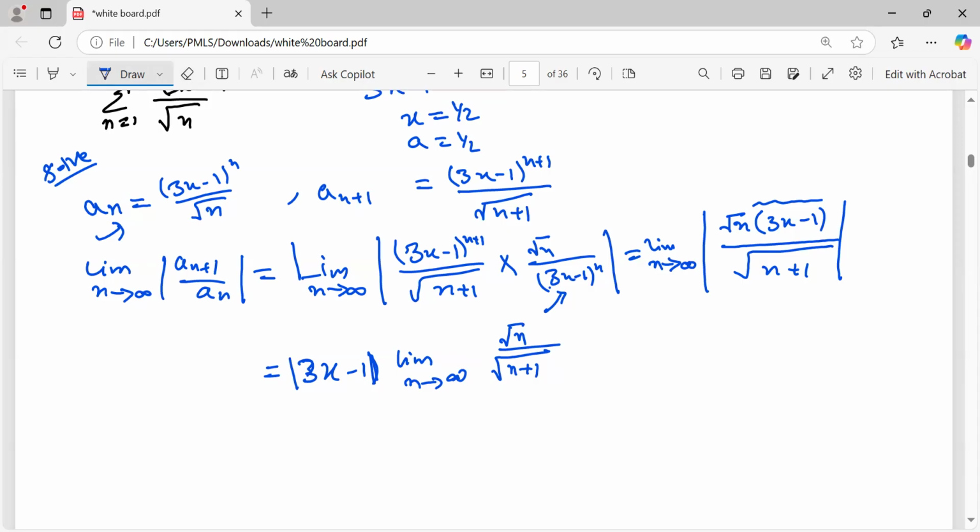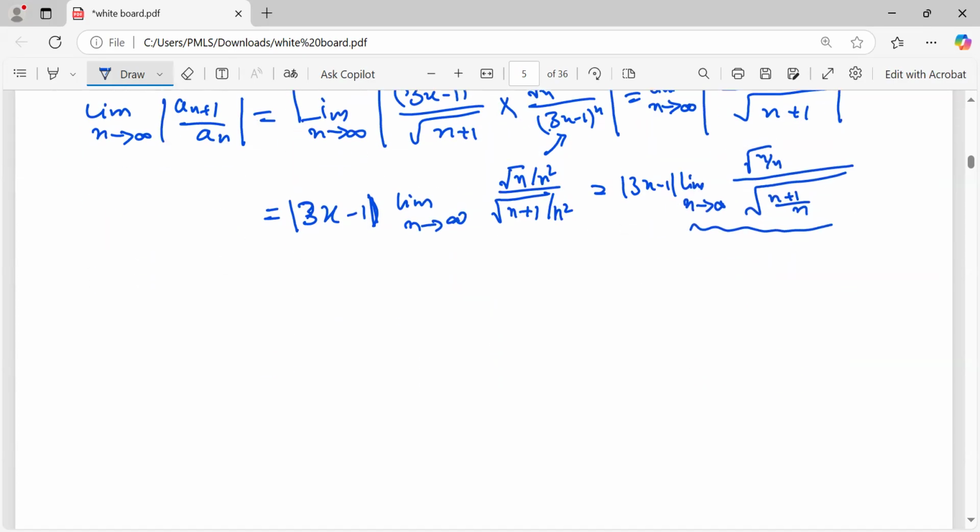So to find the answer to this one, as n approaches infinity, we need to divide by n squared, on the numerator and denominator. It will become something like |3x - 1| times the limit as n approaches infinity. This n squared can go inside the square root, so it becomes n over n in the numerator, and in the denominator it becomes (n + 1) over n.